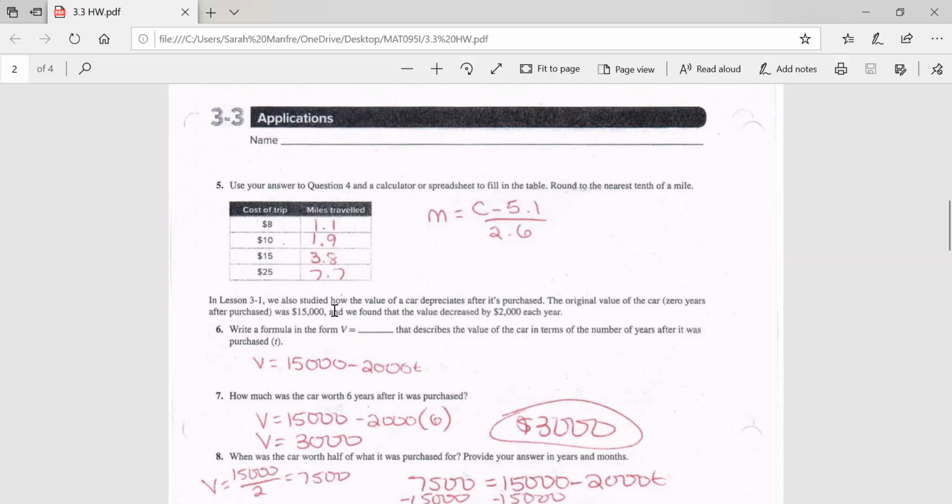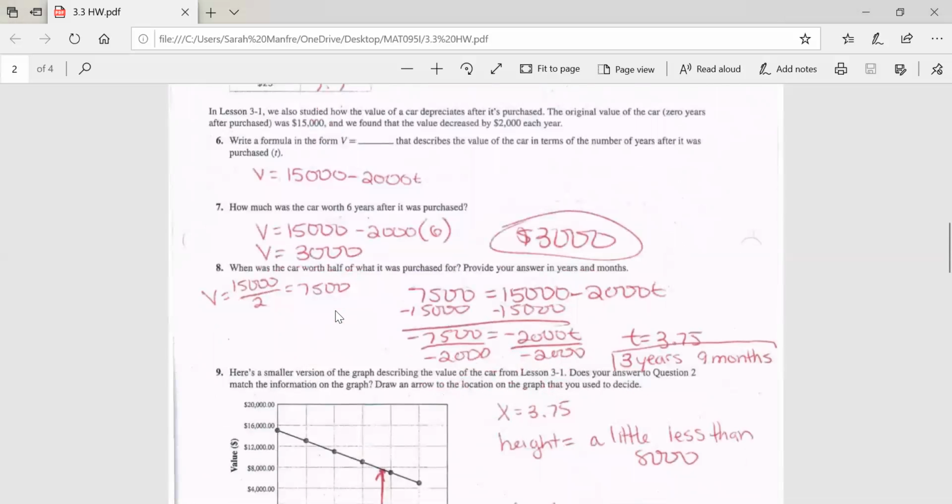All right, so moving on, the rest of this question is going to refer to this problem. It says, we also studied how the value of a car depreciates after its purchase. Depreciate, remember, means the value goes down. The original value of the car 0 years after purchase was $15,000. So again, this is going back to a table that we looked at in lesson 3-1. And we found that every year the value decreased by $2,000.